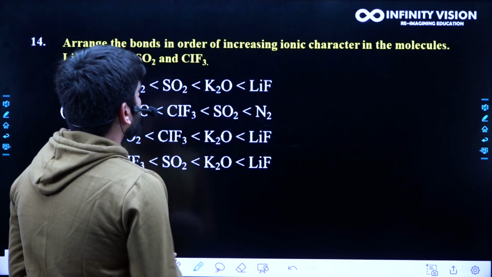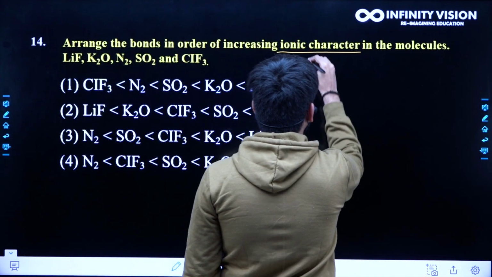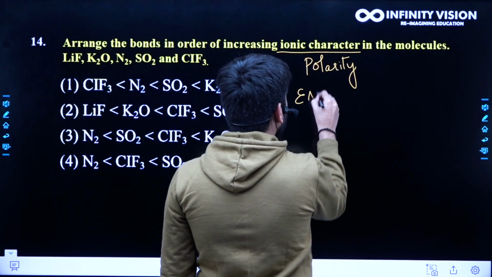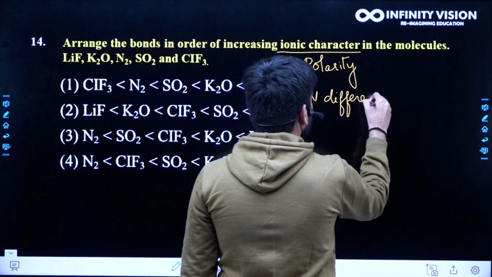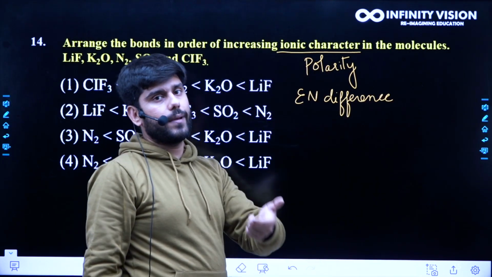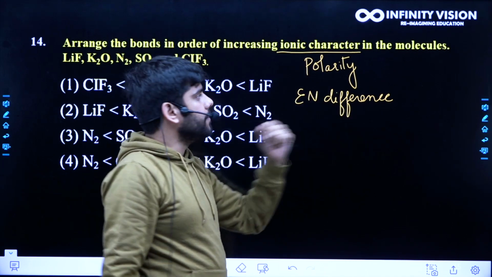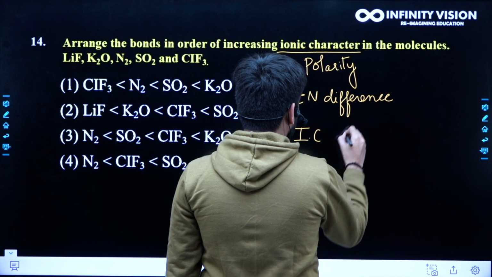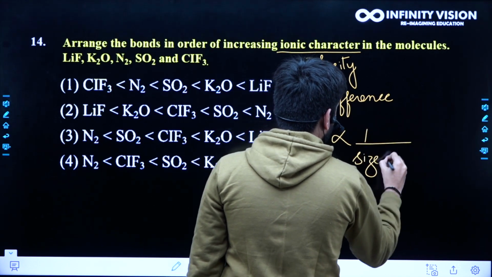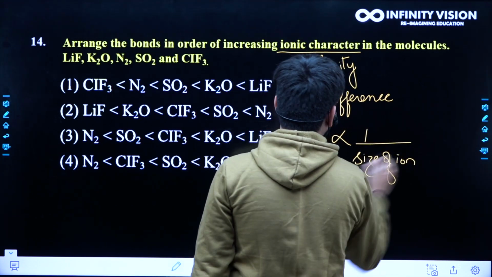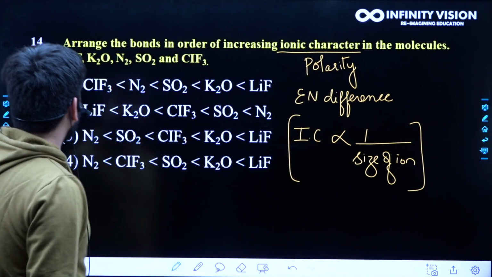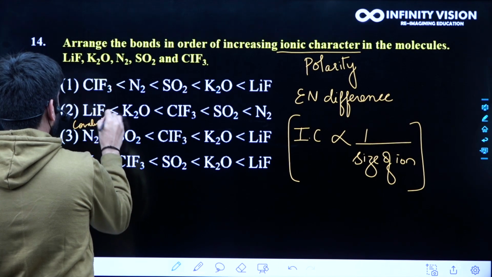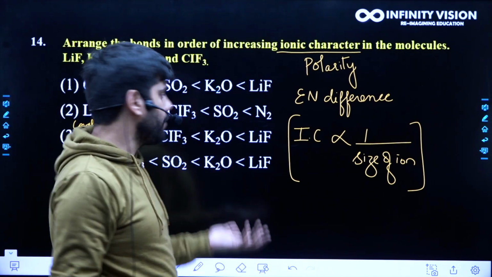Arrange the bonds in order of increasing ionic character. For ionic character, what do we need to check? The polarity, or the electronegativity difference. Greater the difference, more will be the ionic character in the molecule. So let us see. And we should know that ionic character is inversely proportional to the size of the ion. So going by these factors, N2 is the least, yes, because it is a covalent molecule. The electronegativity difference is 0, right?